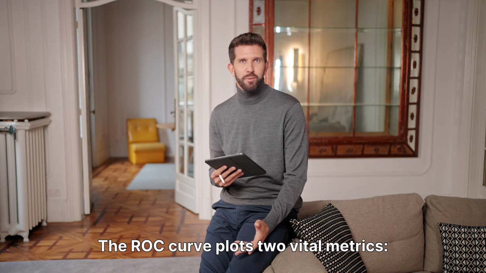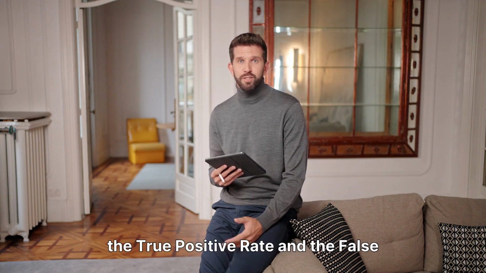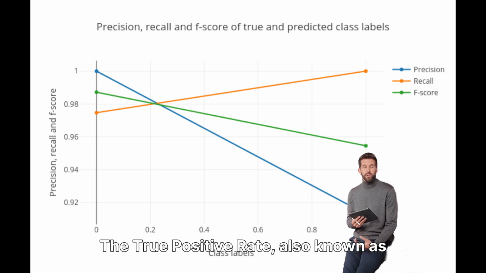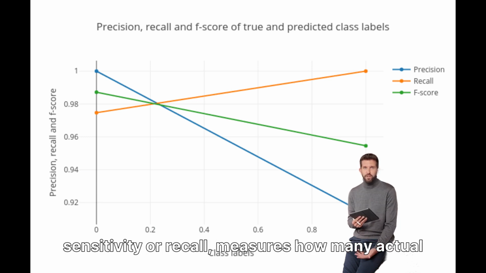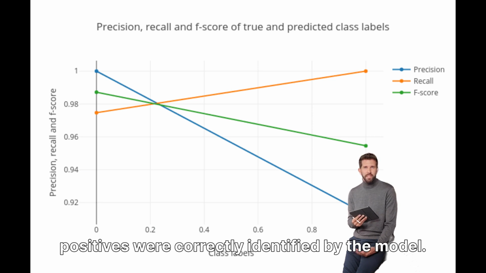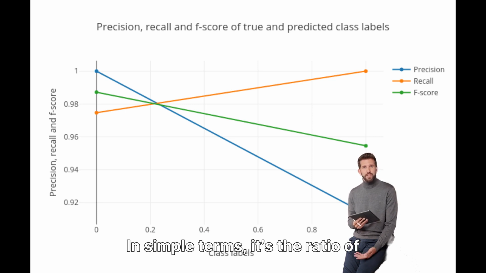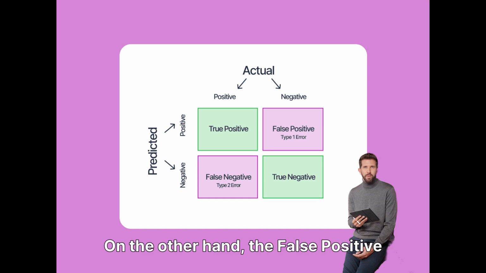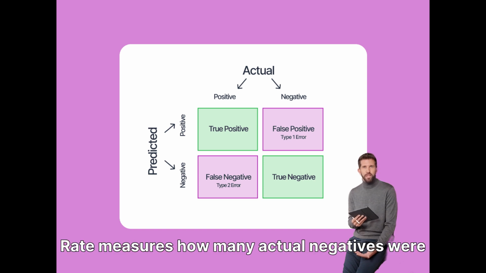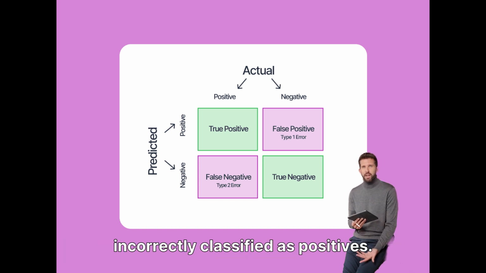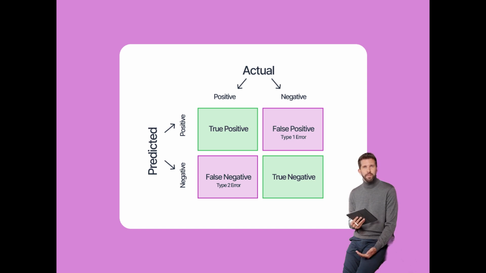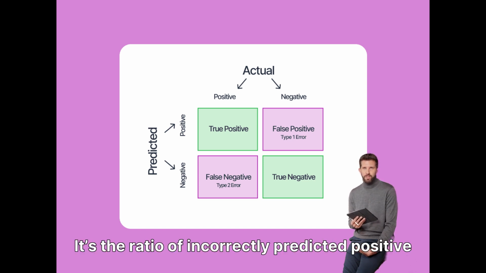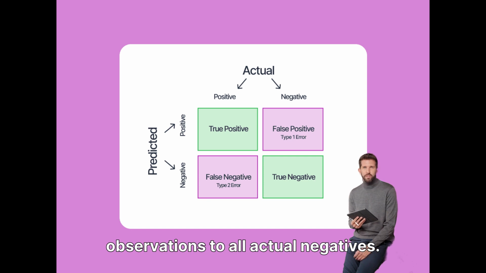The ROC curve plots two vital metrics, the true positive rate and the false positive rate. The true positive rate, also known as sensitivity or recall, measures how many actual positives were correctly identified by the model. In simple terms, it's the ratio of correctly predicted positive observations to all actual positives. On the other hand, the false positive rate measures how many actual negatives were incorrectly classified as positives. It's the ratio of incorrectly predicted positive observations to all actual negatives.